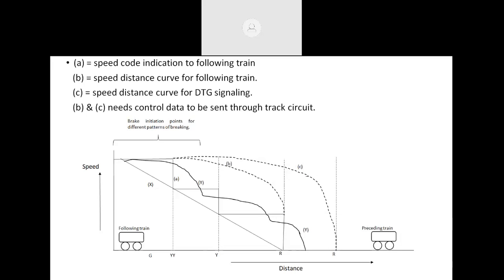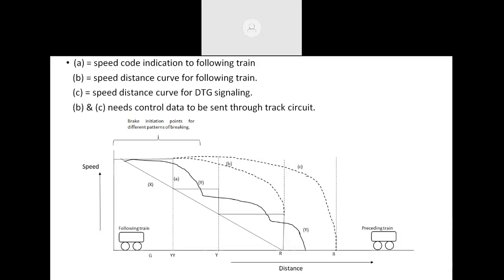The A is the speed code signaling, the step curves. You can see there are two R's, two red aspects for the train on the right hand side. There is a red followed by another red followed by white, double yellow and green. So there is a block between R and R, the two reds, which is the overlap block.